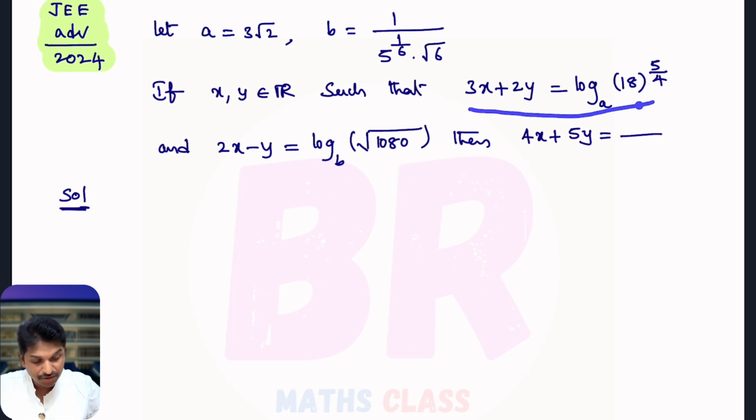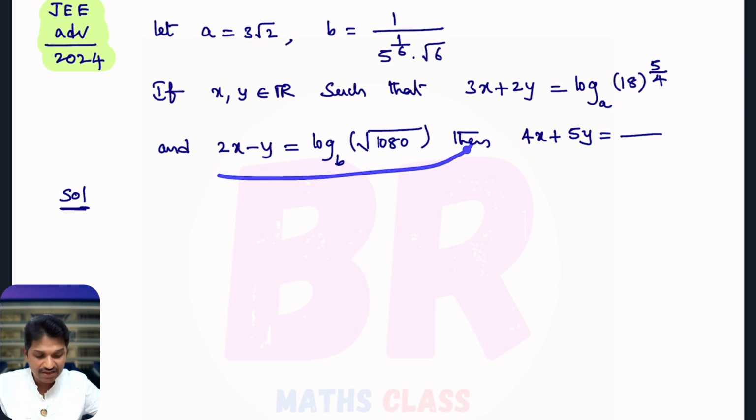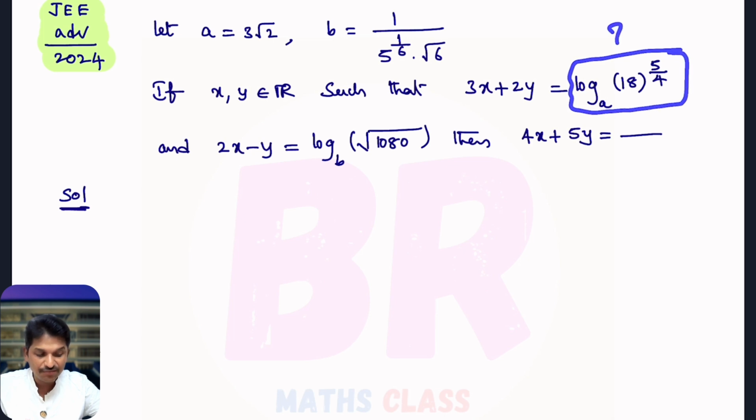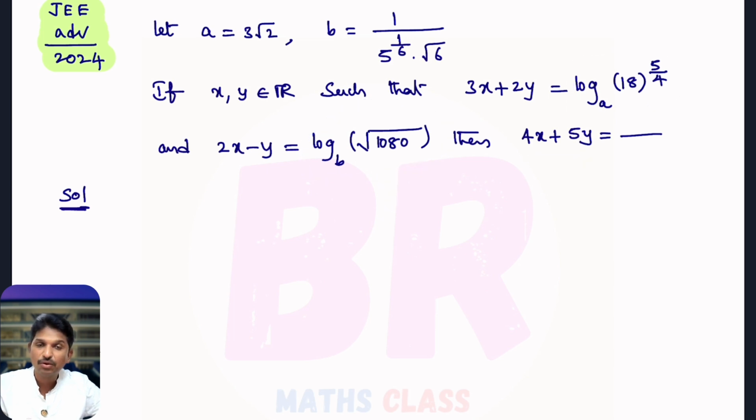Okay. You observe here. This is one equation. I need to find 4x plus 5y, which means I need to find x value, y value. Here another equation is given. You observe, if I simplify this, if I can get some number here, I'll get two equations in x and y. By solving them, I'll get x value, y value. Later, I'll substitute in this to get the answer.